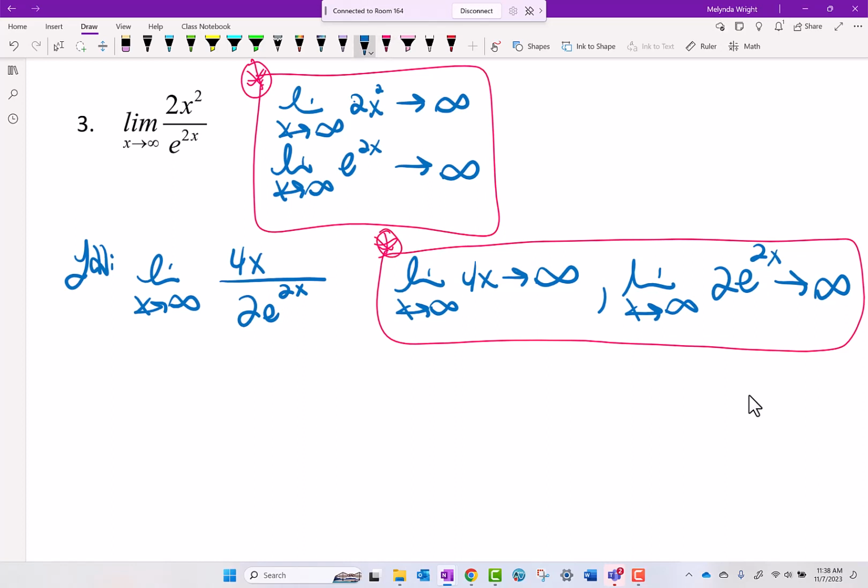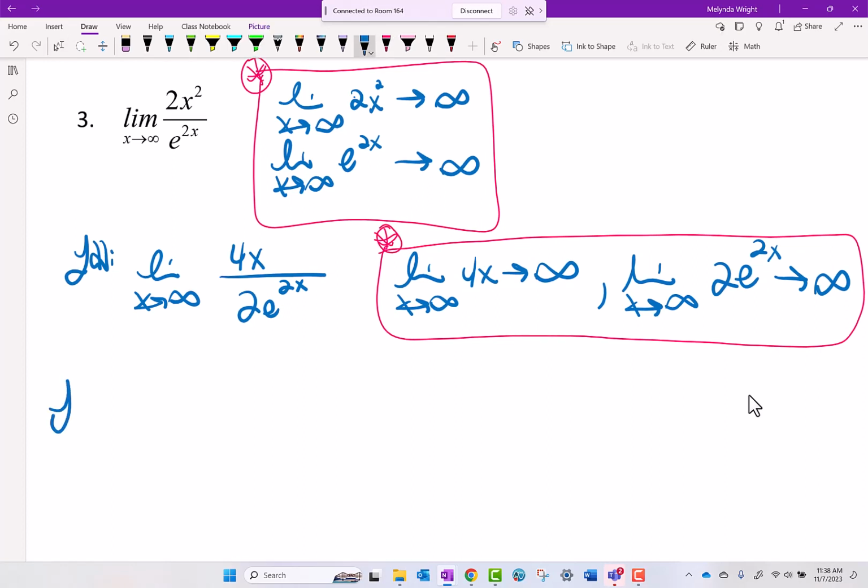Now we can use L'Hopital one more time. The limit as x goes to infinity of, the derivative of 4x is 4, and the derivative of 2e to the 2x, that would be another chain, so it'd be 4e to the 2x. So the derivative of the numerator is 4. That's not going to be a 0 anymore, so I can't use L'Hopital. What happens to the bottom?